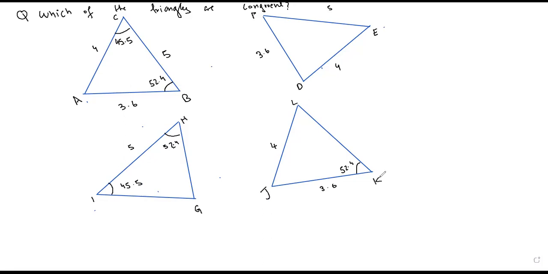Okay, so you have 4 triangles. You can just tell me which of the triangles below are congruent to the triangle ABC. ABC is the main triangle, this one. Keep this as your reference triangle and think about all the other triangles and tell me if they are congruent to ABC or not. I want you guys to think, take 2 minutes, and then I'll tell you the answers, okay?